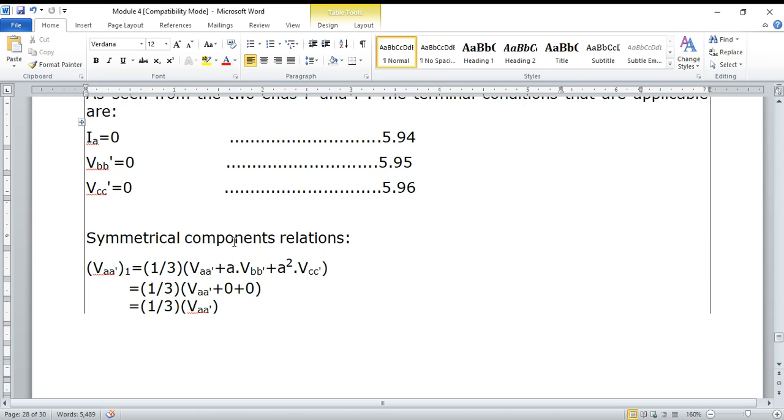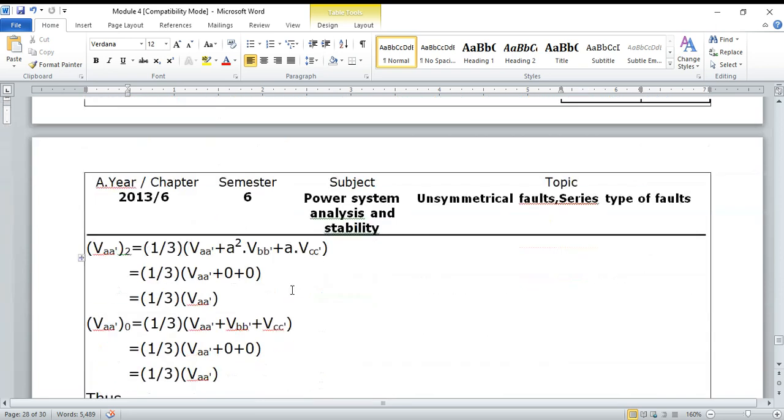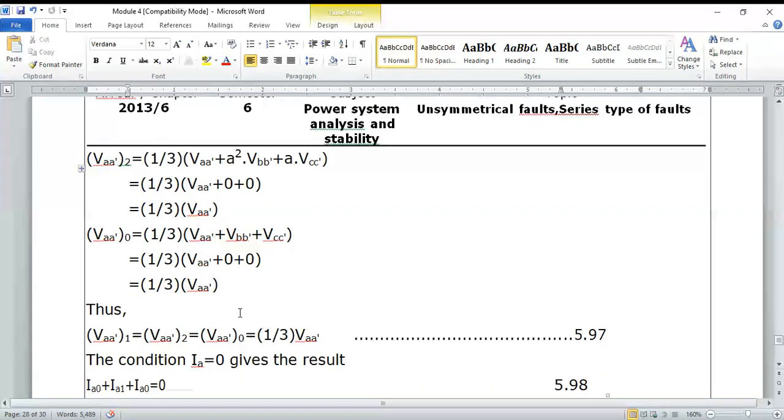Substitute VBB dash and VCC dash here. We'll get 0. We'll get VAA dash of 1 as 1/3 of VAA dash. Similarly, get the equation for VAA dash of 2 and VAA dash of naught. From all the three, what we can conclude from equation 5.97 is VAA dash of 1 is equal to VAA dash of 2 is equal to VAA dash of naught is equal to 1/3 of VAA dash, which implies all the three voltages in positive, negative, and zero sequence are the same, which implies the positive sequence network, negative sequence network, and zero sequence network are in parallel.